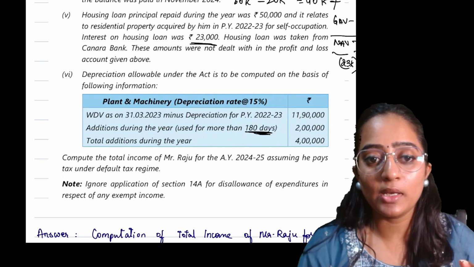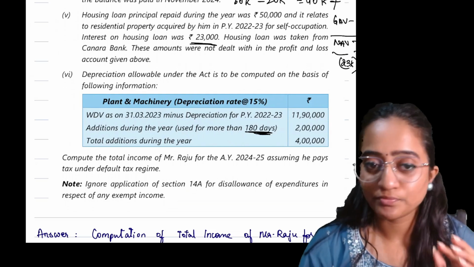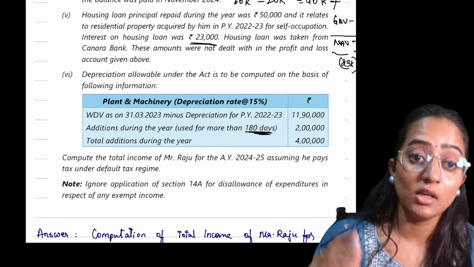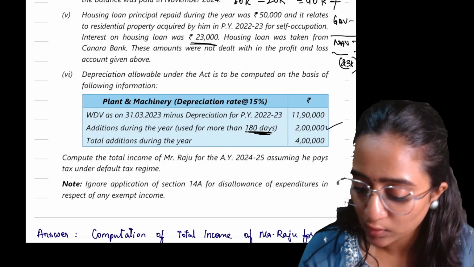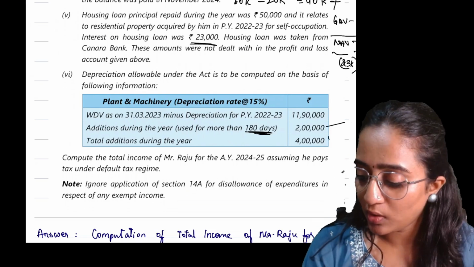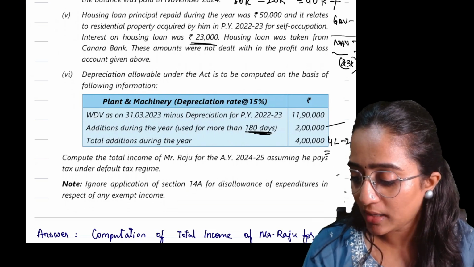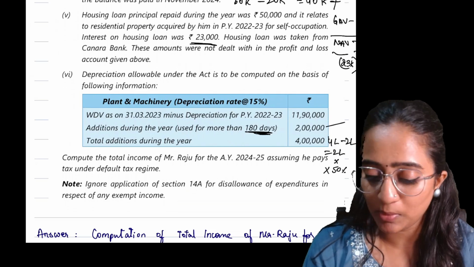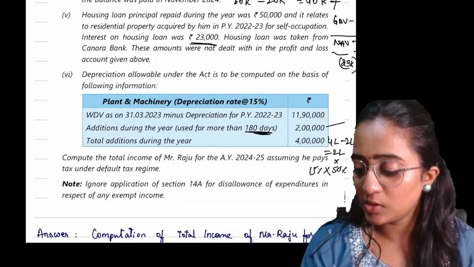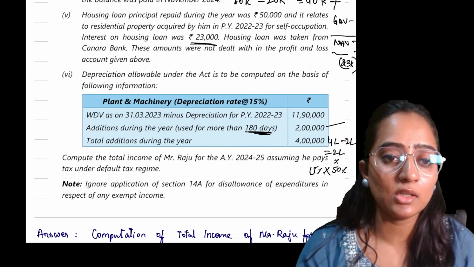If it is used for a period of more than 180 days, then what are you going to consider? Used for more than 180 days means you are going to consider the full rate of depreciation here. That is, 4 lakh minus 2 lakh would be considered as 2 lakh, which will get 50% of the allowable depreciation, people. Plant and machinery is 15%. So 15% into 50% will be on another 2 lakh.